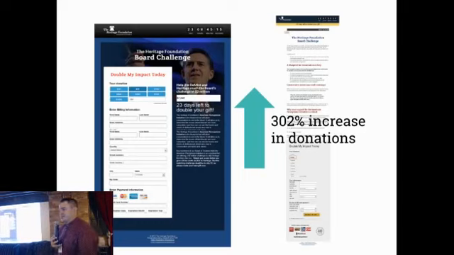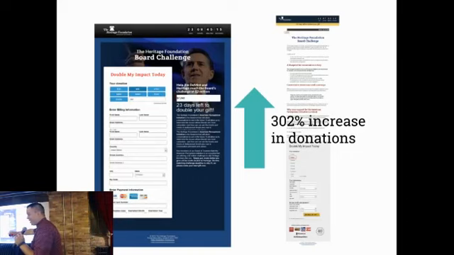302%. That's not insignificant, right? This is on significant volume too. Whether you agree with them or not, and I personally do not like all their policies, the Heritage Foundation is a massive organization in the US. This is not small volume, a 302% increase.